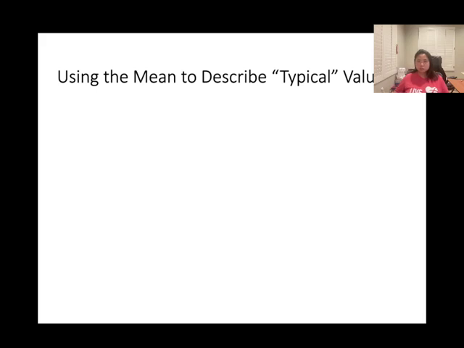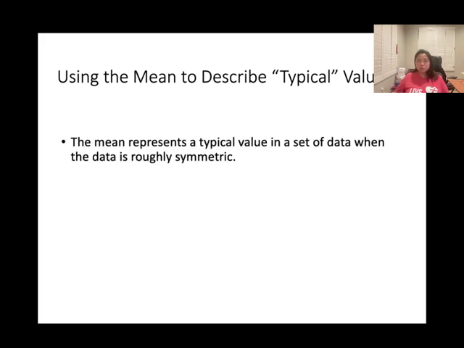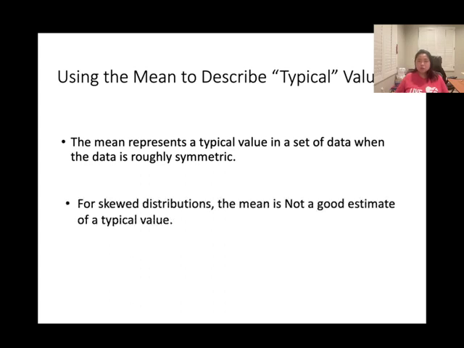Using the mean to describe typical values. The mean represents a typical value in a set of data when the data is roughly symmetric. Roughly symmetric is talking about when you have a normal distribution, the bell shape, or the uniform distribution, where the frequencies are about the same. Then you can use the mean to represent the typical value. However, for the skewed distribution, skewed to the right or skewed to the left, the mean is not a good estimate of a typical value, just like the previous example.